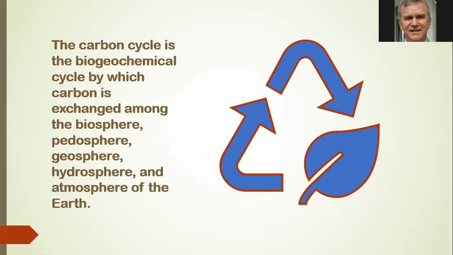The carbon cycle itself is the biogeochemical cycle. So this is a cyclical exercise by which carbon is exchanged among the biosphere, the pedosphere, the geosphere, the hydrosphere, and the atmosphere of the Earth. So this means pretty much a movement of carbon everywhere through our planet. And this is the carbon cycle.